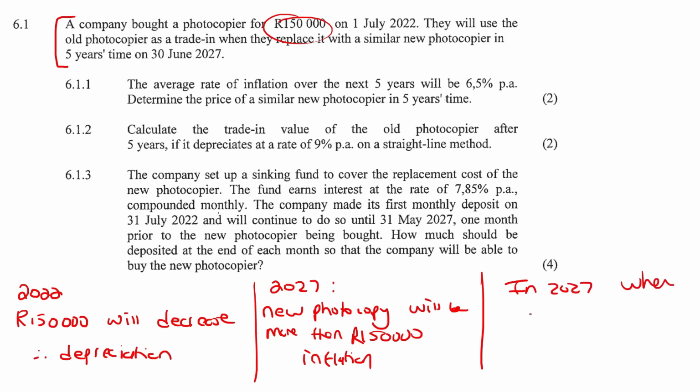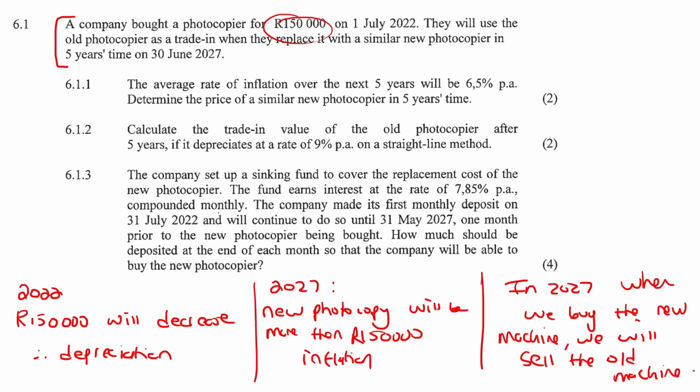And then in 2027, when we buy the new machine, we will sell the old machine. That's what we call a trade-in. Okay, that's called a trade-in. So we'll sell this one in 2027 when we buy the new one.